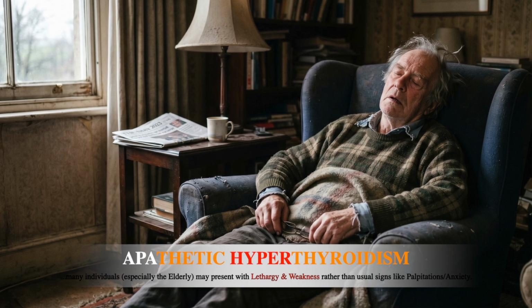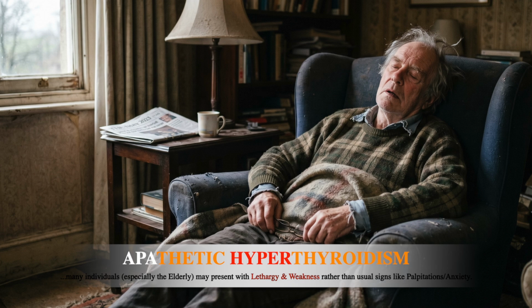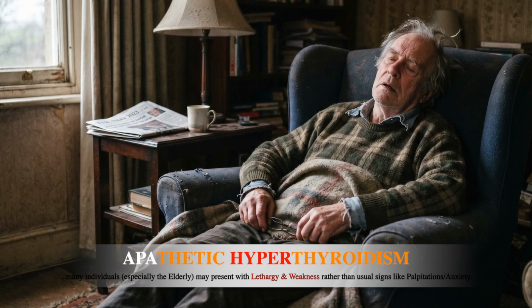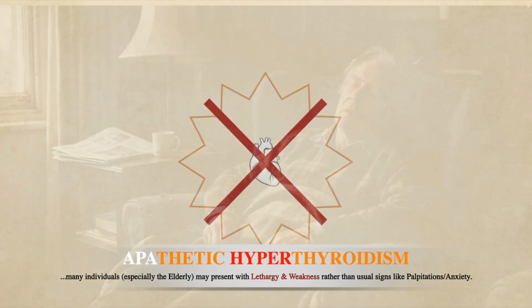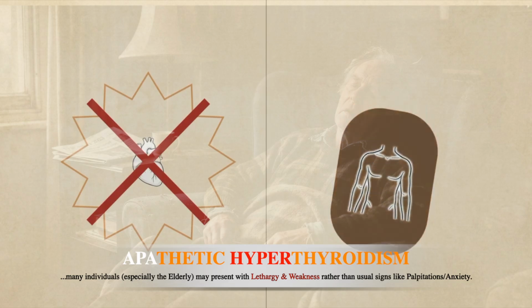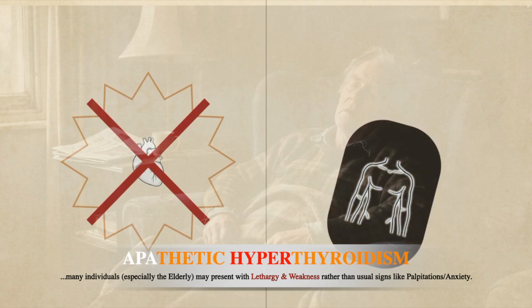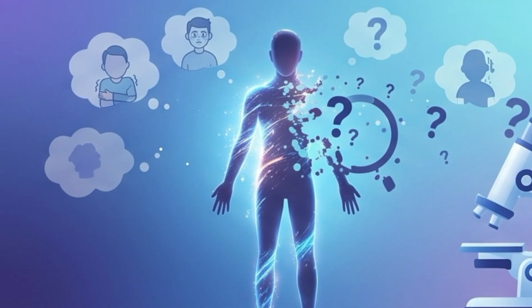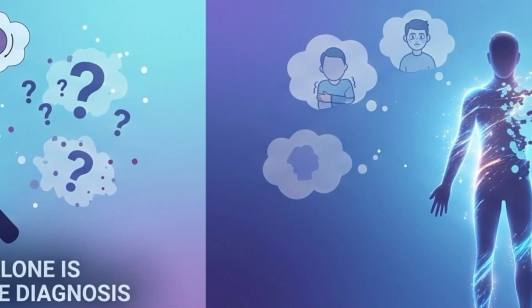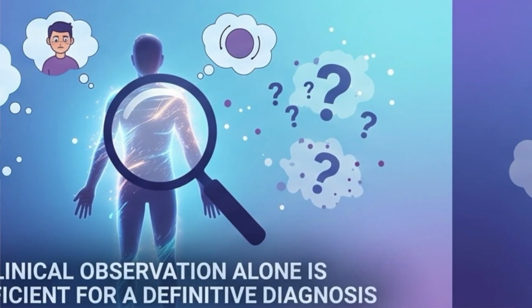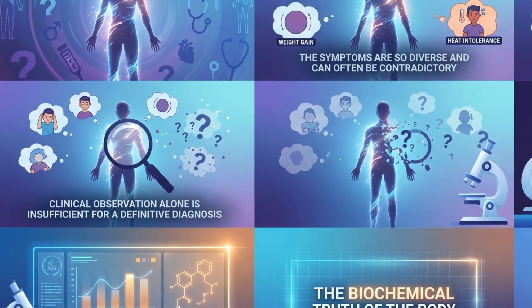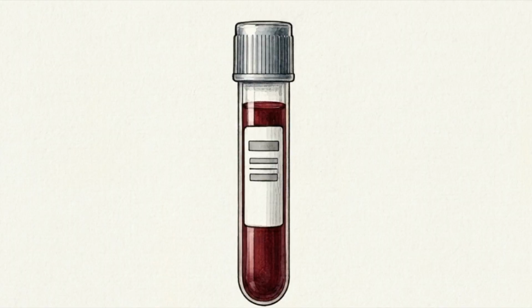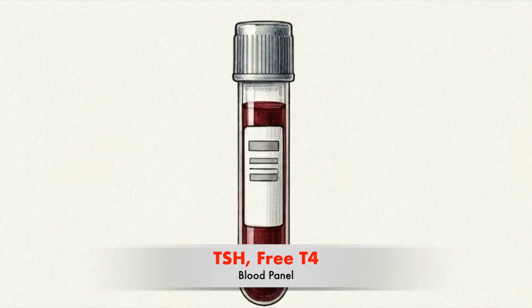Even in less extreme cases, diagnosis can be difficult. In the elderly, apathetic hyperthyroidism can mask the usual signs of overdrive. Instead of anxiety or a racing heart, these patients may present with lethargy and weakness, making the underlying thyroid issue easy to miss. Because the symptoms are so diverse and can often be contradictory, clinical observation alone is insufficient for a definitive diagnosis. Identifying these systemic shifts requires objective data. The biochemical truth of the body's metabolic state is found in a TSH and free T4 blood panel.